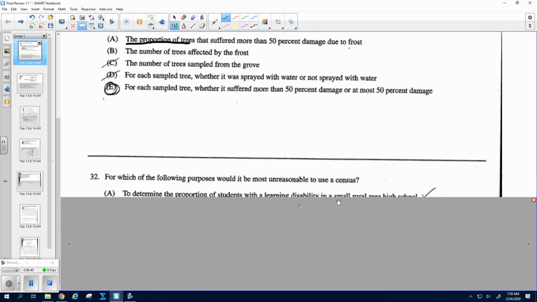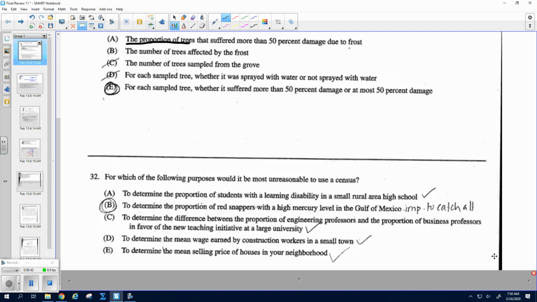Okay, which one would we have a tough time using a census? So a census is when you sample every single thing in the population. B would be the toughest one when you have fish. In a C, it would be impossible to catch every single type of fish in the whole entire Gulf of Mexico. And so B would be an unreasonable one to do a census on.